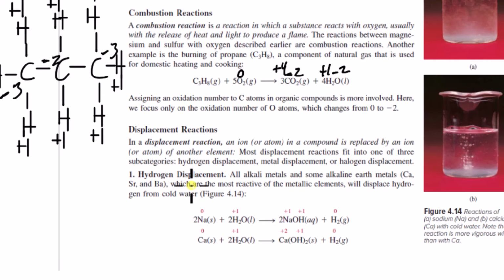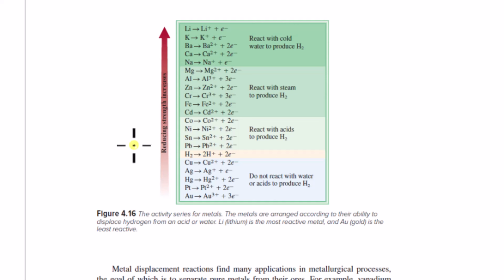But we can really think about hydrogen displacement and metal displacement reactions at the same time. If we come here to what's called the activity series for metals, you have an activity series for metals and also an activity series for nonmetals, or specifically the activity series for halogens, which we'll discuss next. These aren't the only two activity series, but these are two of the most common ones.